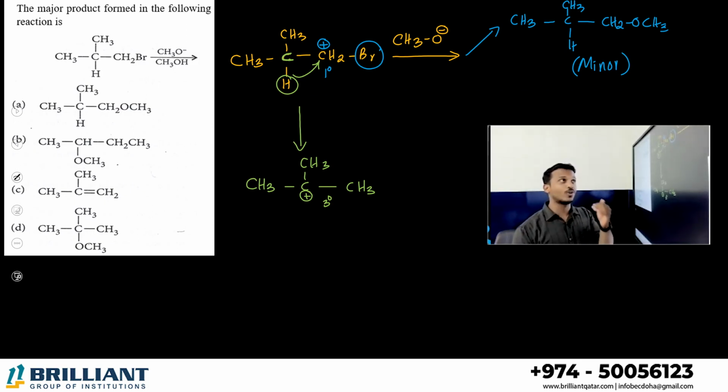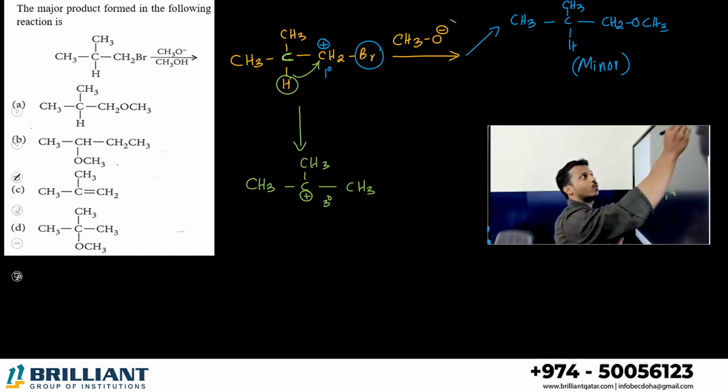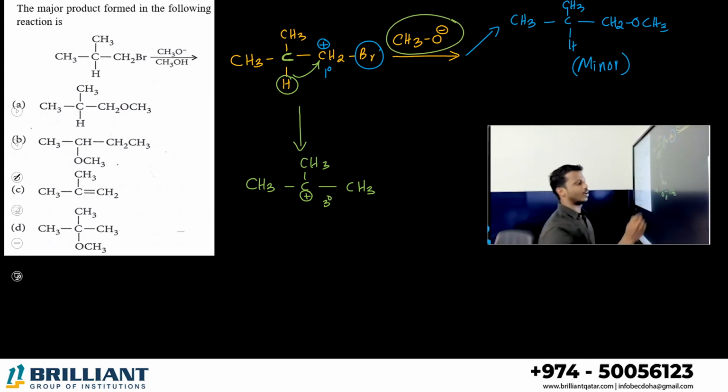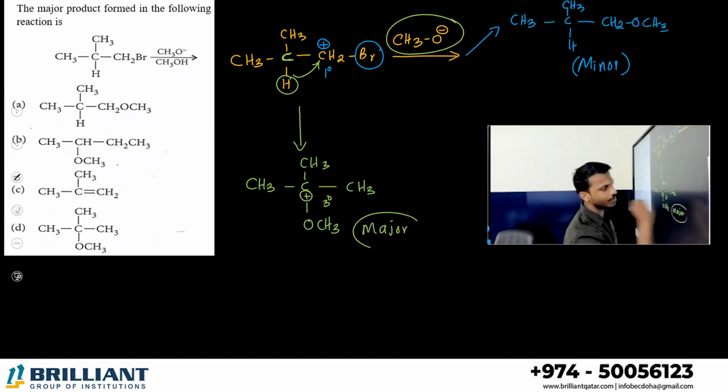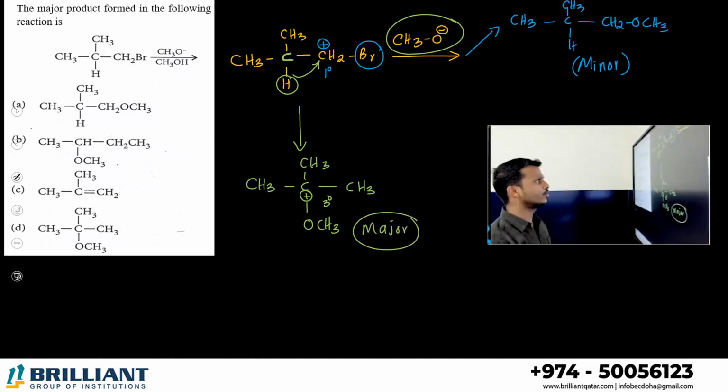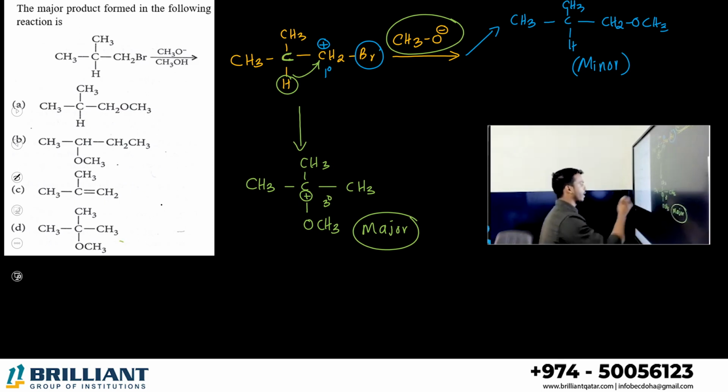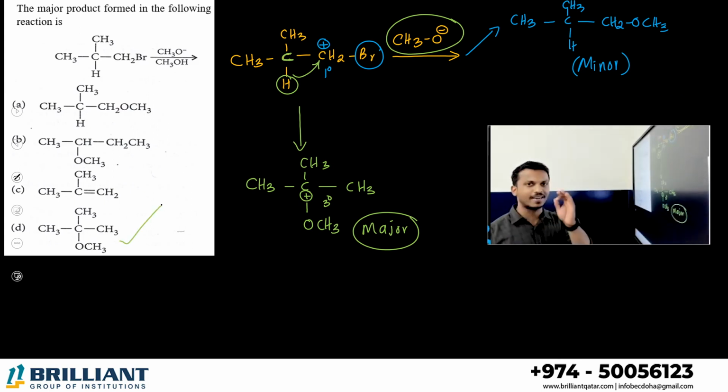So we want to add our nucleophile OCH3 to that carbocation. Here we add OCH3. This is the major product. So what is your answer, student? Can you identify this compound in any of the options? Yes, that is option D. Option D is the correct answer. The minor one is also one of the products, but we cannot write it because the major one is the final answer. So the answer is option D.